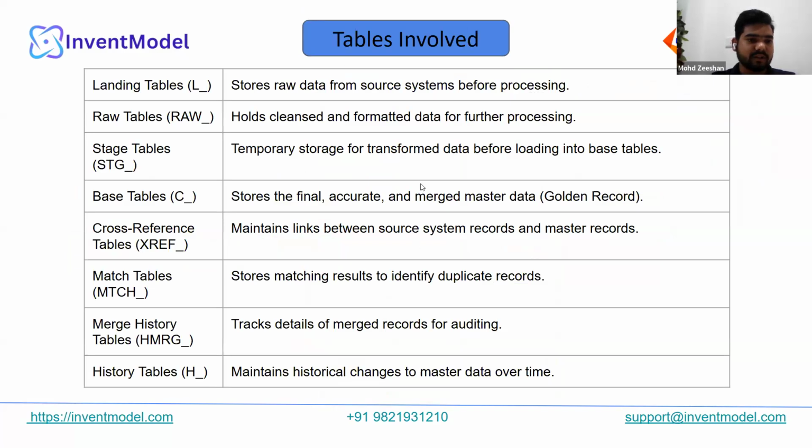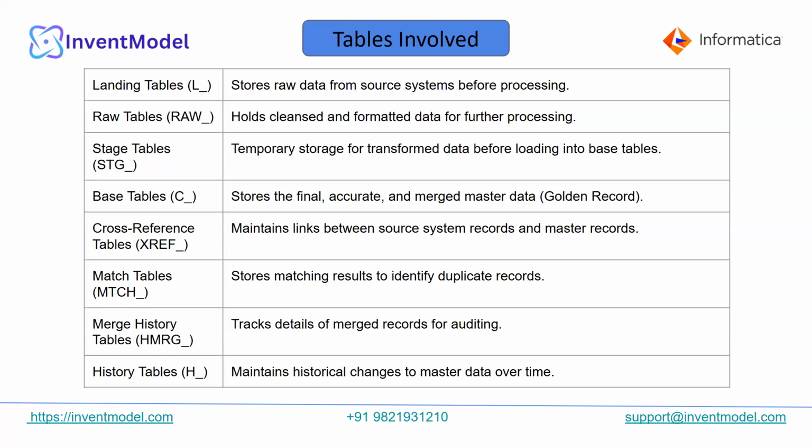Here we have the different tables. So basically, from loading to creating golden records, our MDM has certain fixed tables which are used during the process. Here we have listed some of the tables which do the intermediate operations to complete these processes.